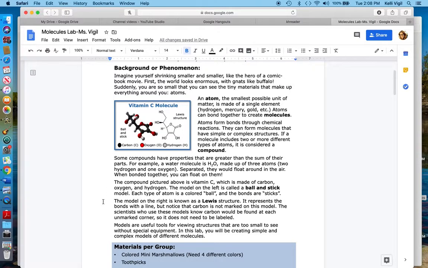My brain was like, why wouldn't you mark it? I want to see where everything is. But then I realized that this looks really, really complex, and simplifying things is good in science. So models are useful tools for viewing structures that are too small to see without special equipment. In this lab, you will be creating simple and complex models of different molecules.